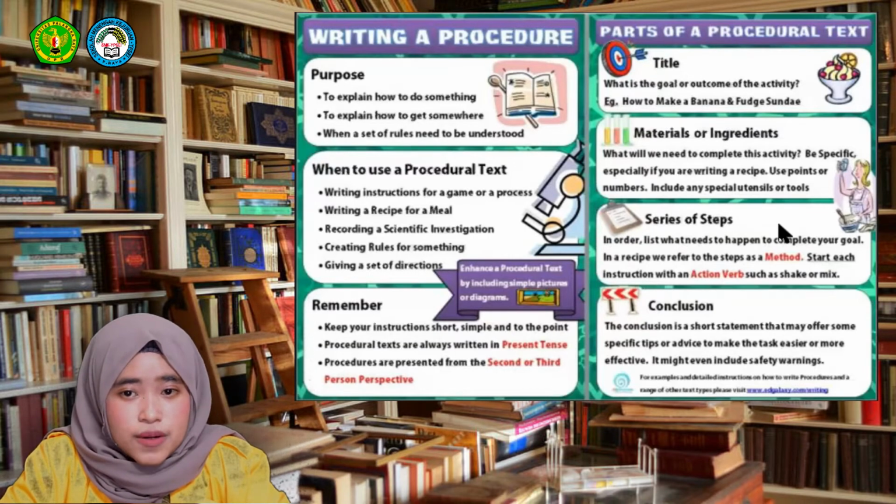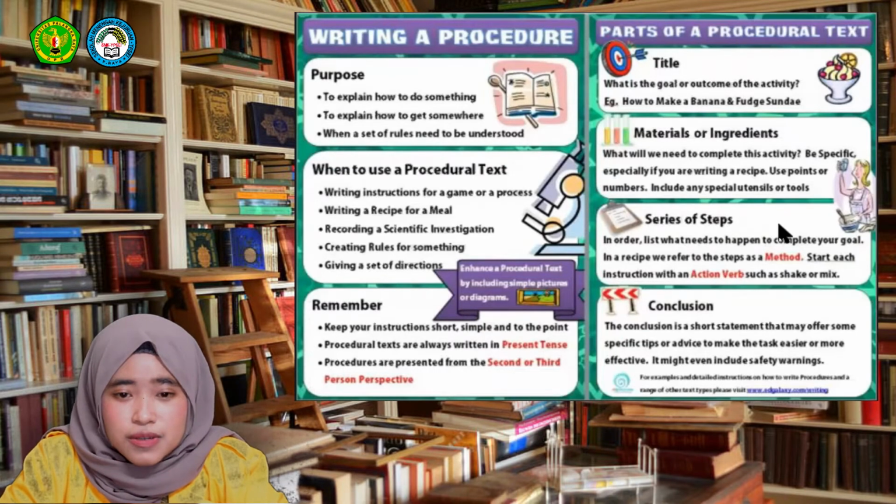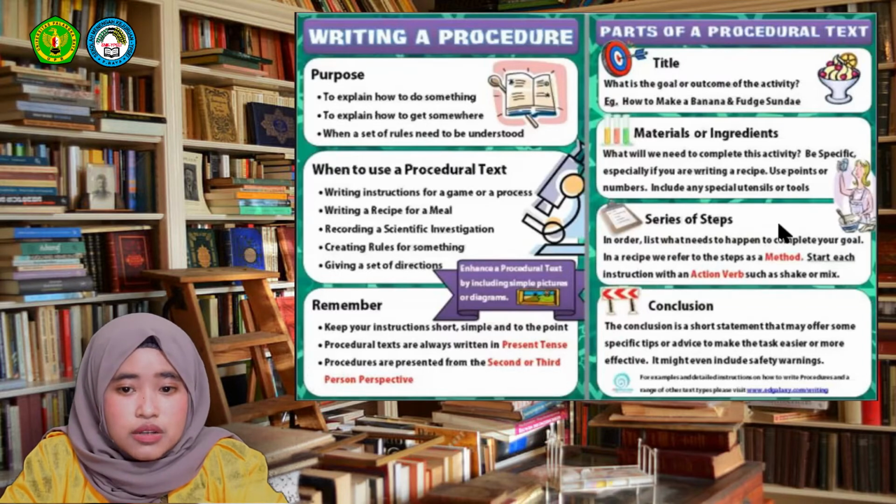Okay, the parts of a procedural text. First is the title, which is the goal or outcome of the activity, e.g. how to make a banana and fruit sundae. Then materials or ingredients. What will you need to complete this activity? Be specific, especially if you are writing a recipe, and use points or numbers. Include any special utensils or tools.